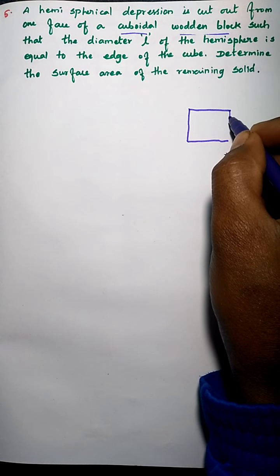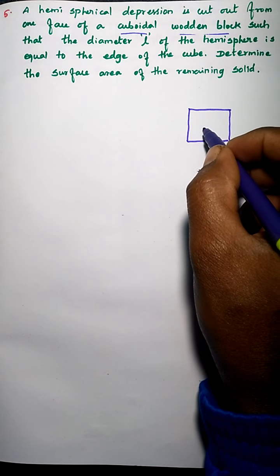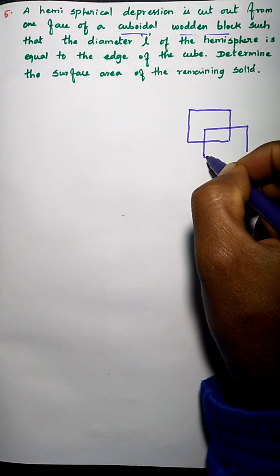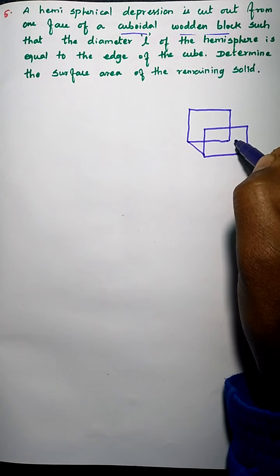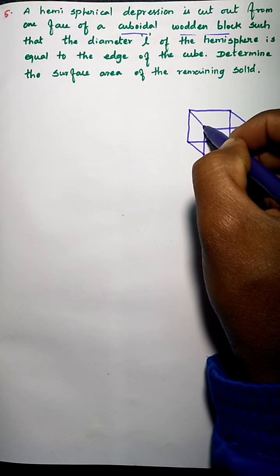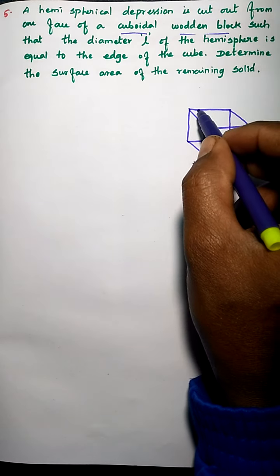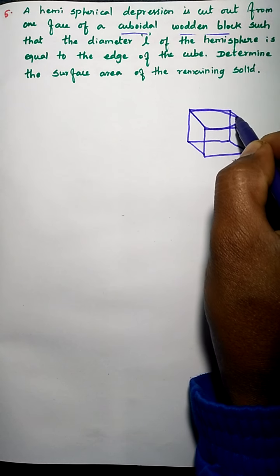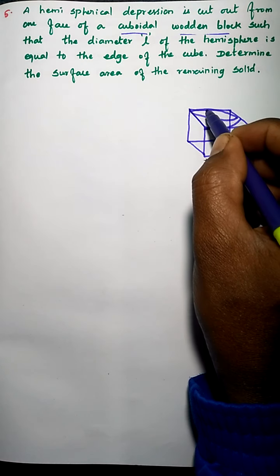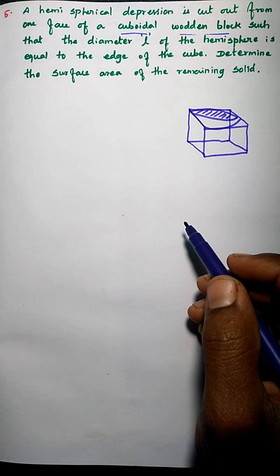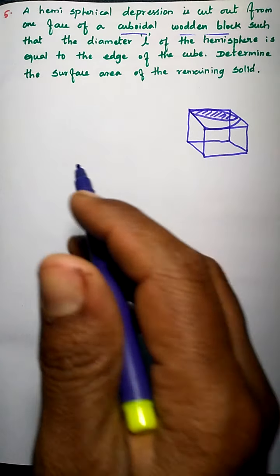In the cube, they have cut out one hemispherical part. Depression means they just dig inside that cubical block and take out the hemispherical part. So this is the hemispherical part which is dug out from the cubical block, right? And let's read the question again.